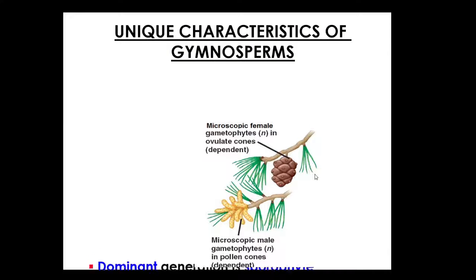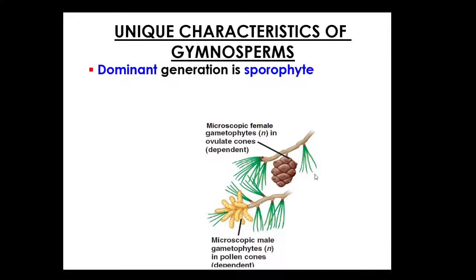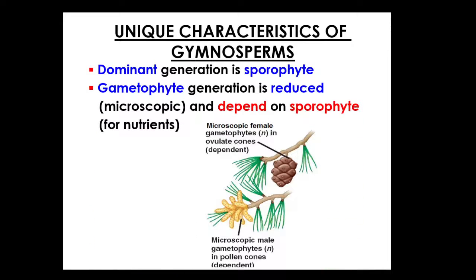Other unique characteristics of gymnosperms: their dominant generation is the sporophyte. The gametophyte generation is reduced, almost microscopic, and the gametophyte generation depends on the sporophyte for nutrients. The gametophyte generation is very small, and it stays inside the cone. The male gametophyte is also small. It comes in the pollen. They're both dependent on the sporophyte.